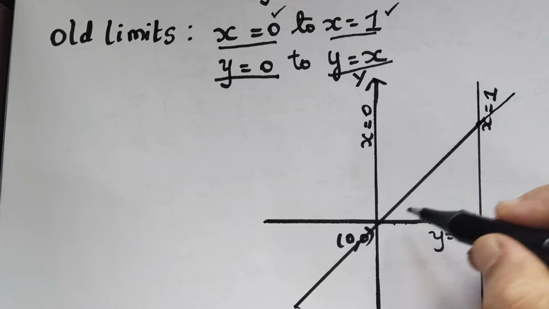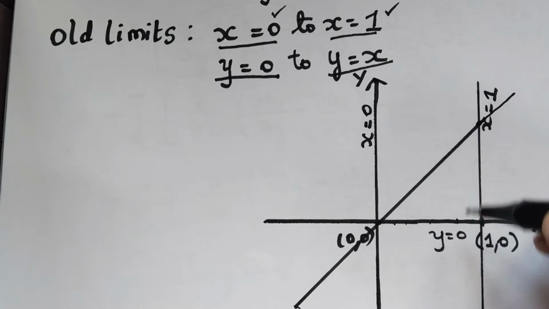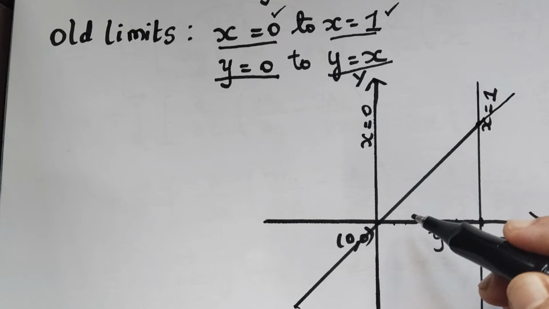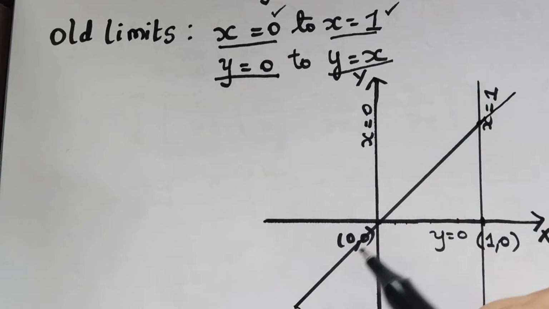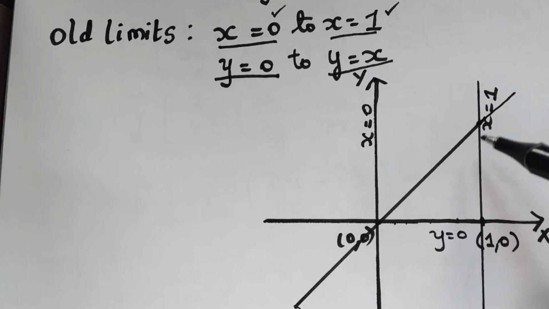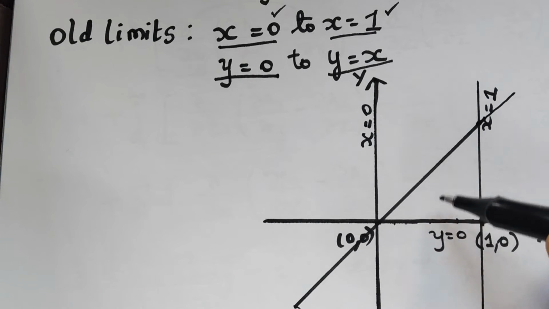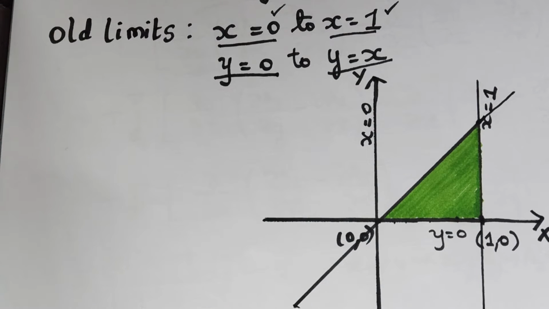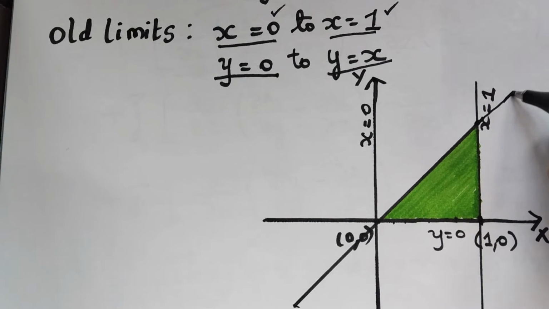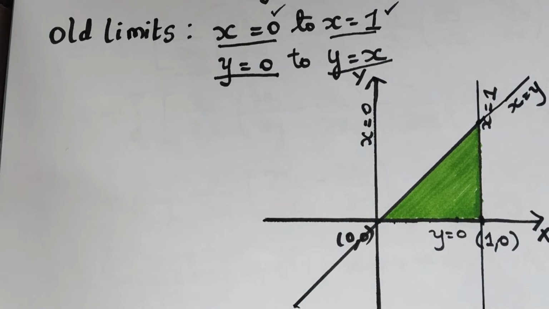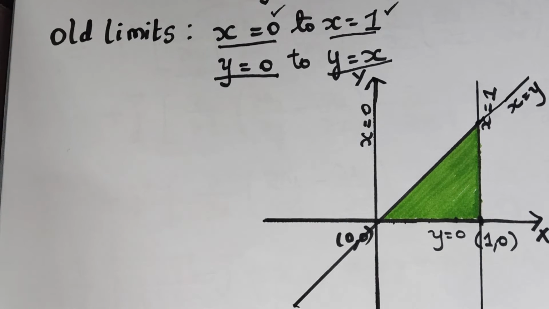And so this is the region of integration. That is, the region between the lines x equal to 1, y equal to 0, and x equal to y gives us the region of integration. So let us shade this region now. And we know that this line is x is equal to y. Okay. So now we have to find the new limits.